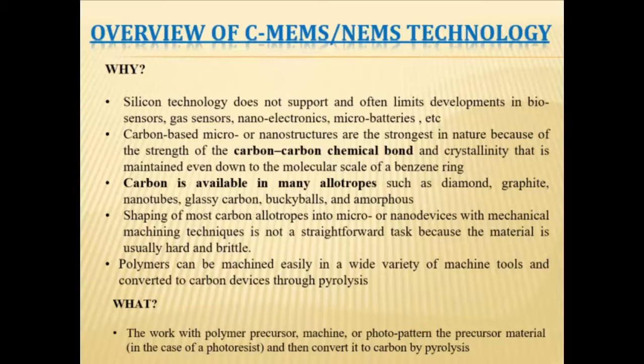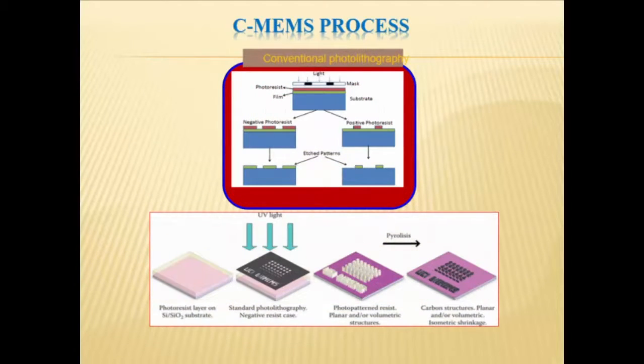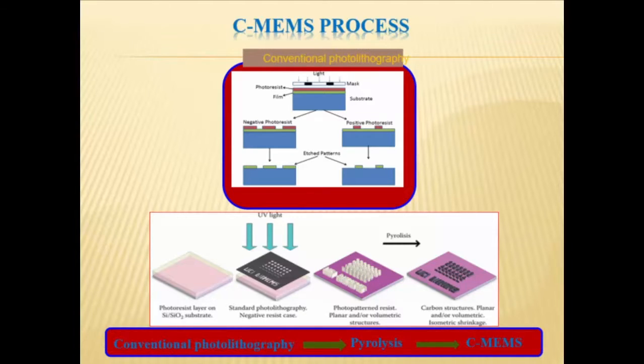We can pattern it in the polymer form, and then convert those polymer structures to carbon structures using a one-step conversion called pyrolysis. This is the main important step for the fabrication of these carbon structures. So this is the schematic of the MEMS process, where we use the conventional photolithography process up to this point, and then a one-step conversion of the polymer structures to carbon structures.